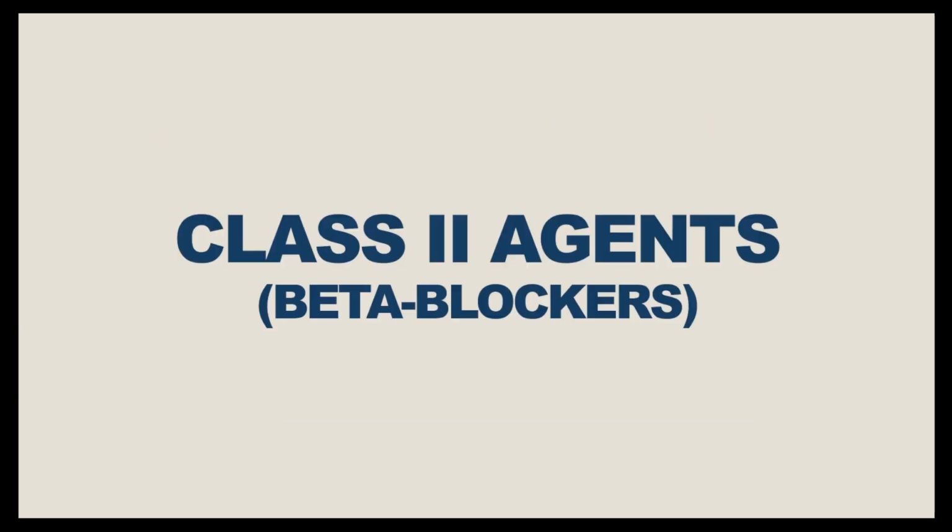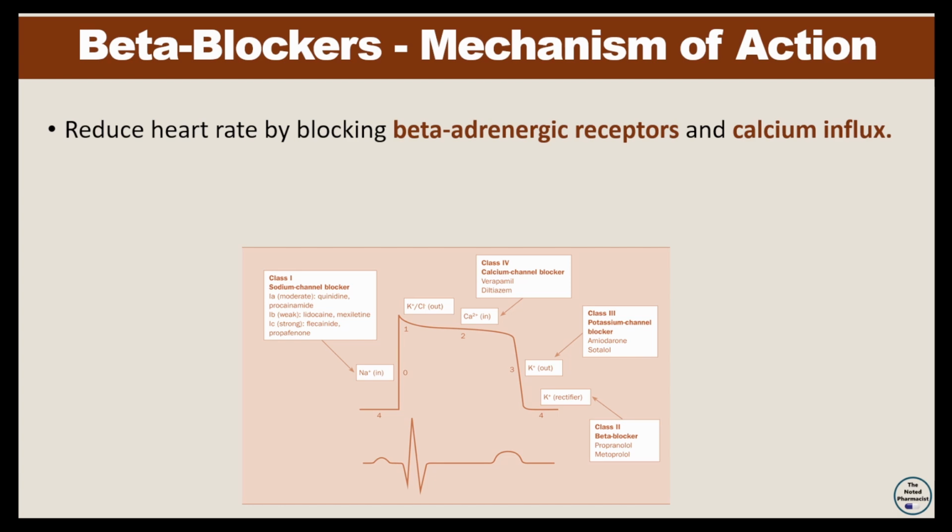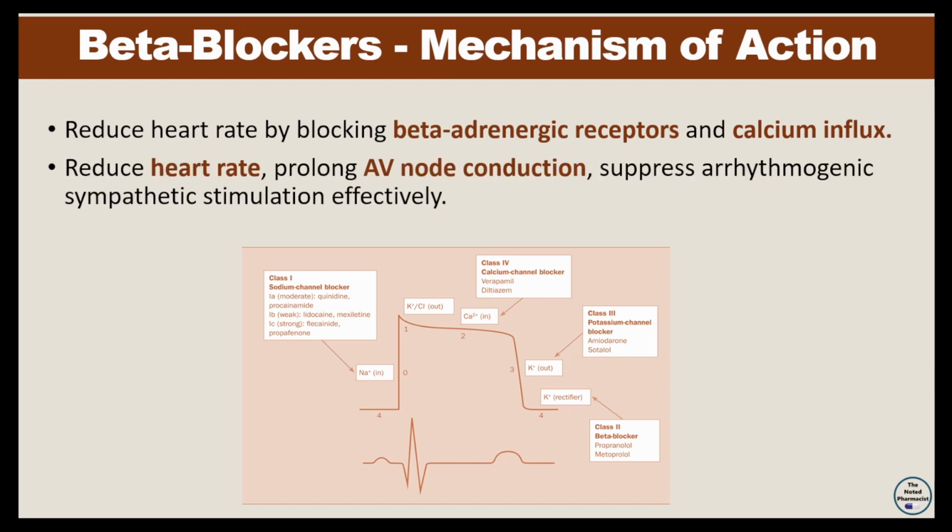Class 2 agents, or beta-adrenergic blockers. Class 2 agents exert their effects by antagonizing beta-adrenergic receptors, leading to a decrease in cyclic AMP and inhibition of calcium influx during depolarization in pacemaker cells. This reduces heart rate, prolongs AV node conduction, and suppresses arrhythmogenic sympathetic stimulation, making them particularly effective in rate control.